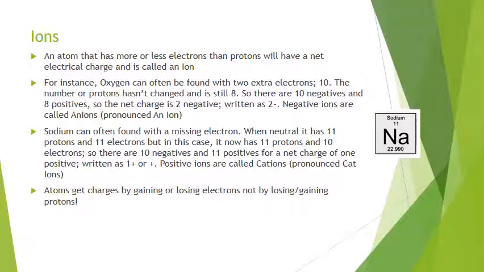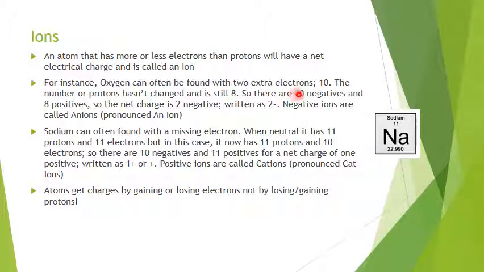All right, ions. Ions are atoms that have more or fewer electrons than protons, and thus have a net electrical charge. Let's go over an example. Oxygen can often be found with 2 extra electrons. We don't have to know why right now, and we'll talk about that in a few weeks. If it has 2 extra electrons, it would have 10, because normally it has 8. The number of protons doesn't change though, it has 8.